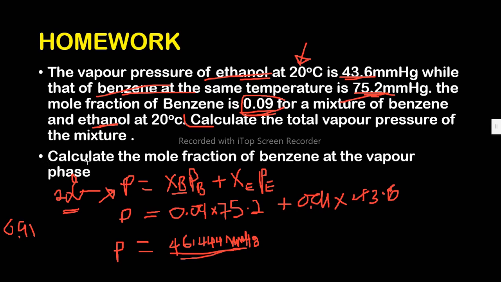Now part B says we want the mole fraction of benzene in the vapor. So how are we going to get the answer? How are we going to calculate the mole fraction of benzene in the vapor? So you have the partial pressure of benzene. They have the total pressure of the mixture. And remember, these are volatile, so each contributes independently.